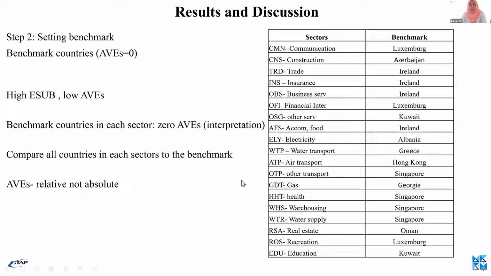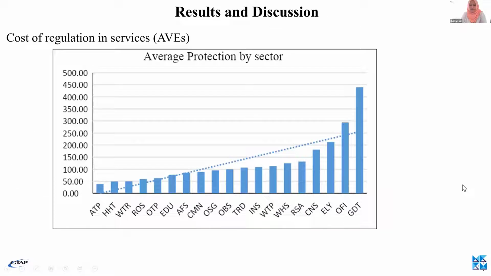Again, the important point is that the AVEs are relative and not absolute. And the second thing is, when we say 0 AVEs, it doesn't mean that there is no regulation in place. Instead, the regulation in place is not restricting the trade. That's how we interpret the AVEs. Okay, so we are moving to the next step where we will compare the rest of the countries with the benchmark countries in each sector. And here we obtain the AVEs for every country and each sector.